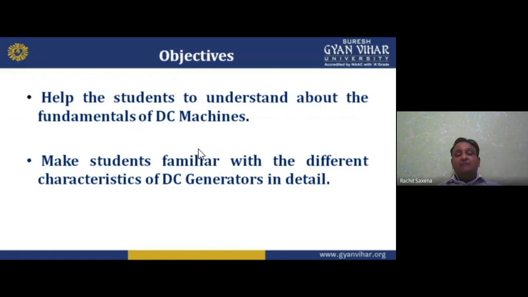Now the second thing we are going to cover is the basic fundamental. What we want to do is to make students familiar with DC generators, with the different characteristics of DC generators in detail. Different types of generators have different characteristics, which we are going to study later in this lecture. I want to make you familiar with that, because if you don't know which types and what characteristics we have, then we can't understand this.